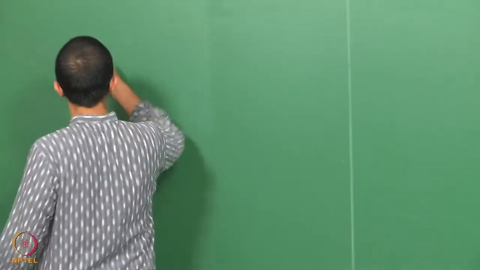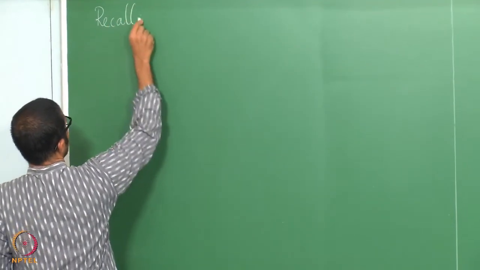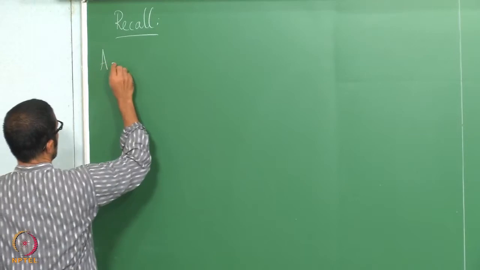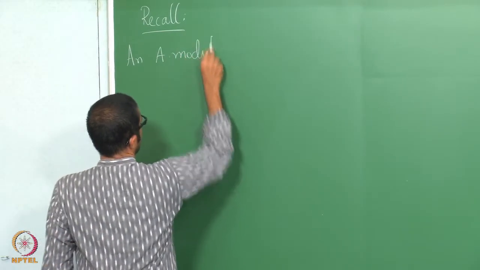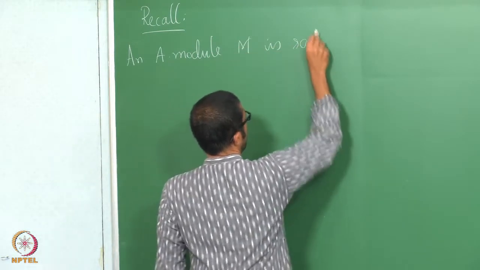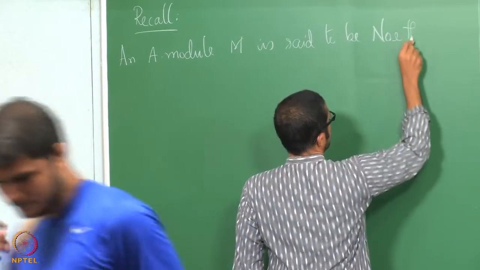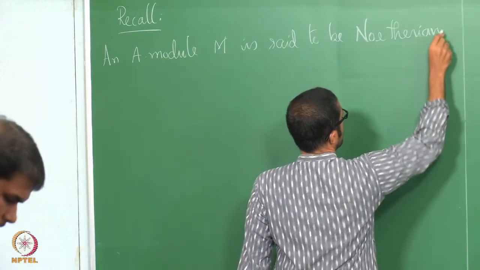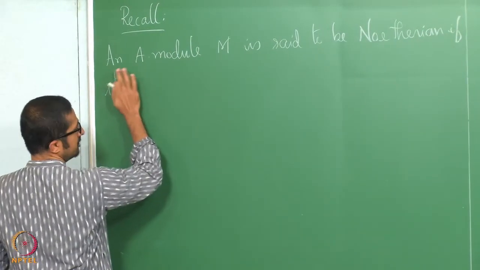So, let us recall that an A module M is said to be Noetherian if it satisfies the ascending chain condition.